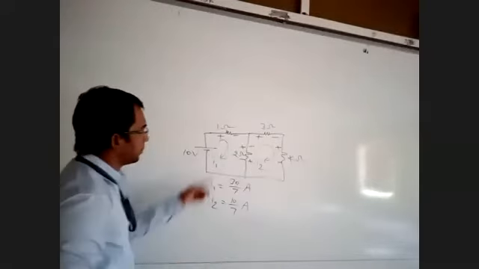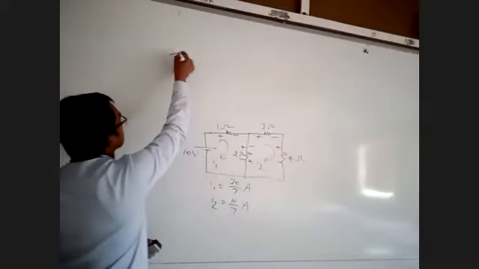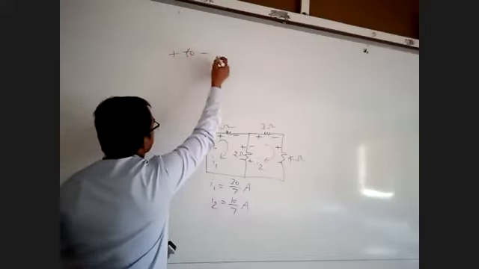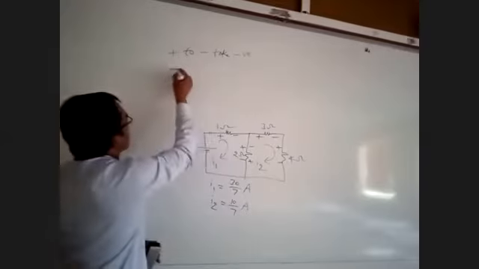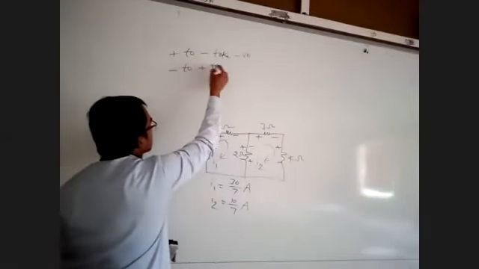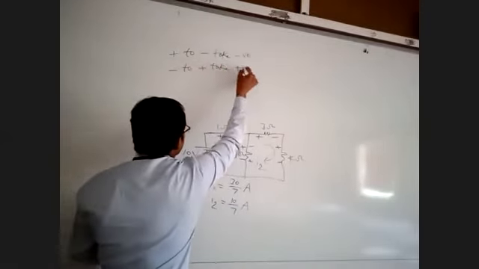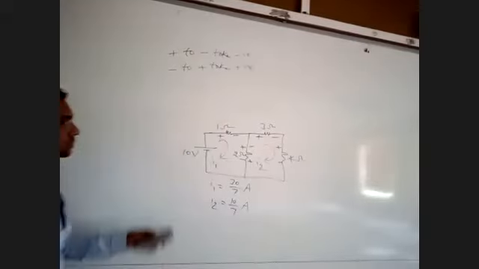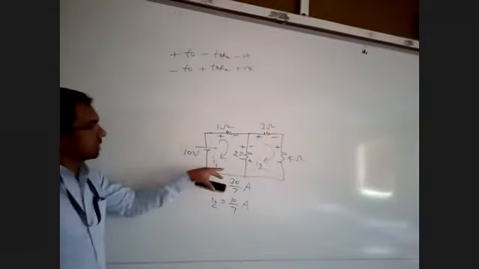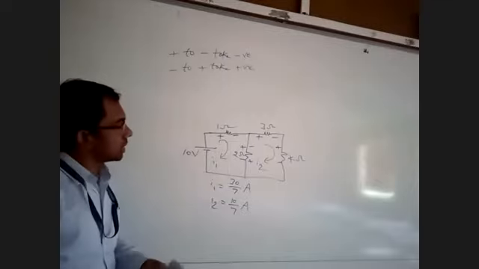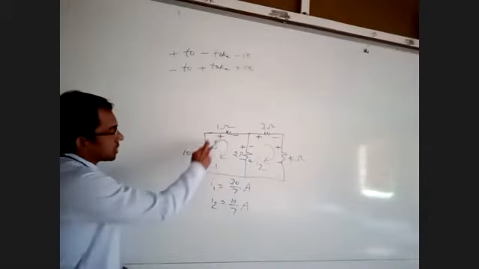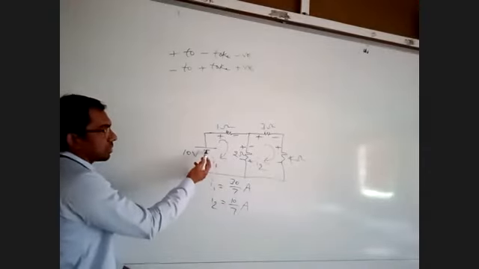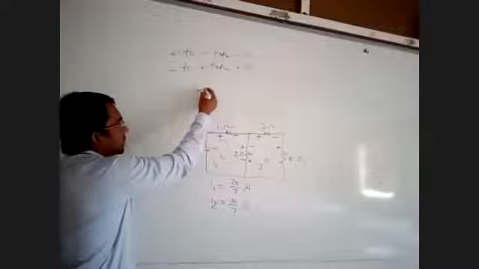What is the second step? If current flows from plus to minus, take the negative side. If current flows from minus to plus, take the positive side. So take the first loop. In the first loop, I1 is the reference. Remember this point. In the second loop, I2 is the reference. In the first loop equation, I1 is flowing from minus to plus. Minus to plus means plus 10 volts.